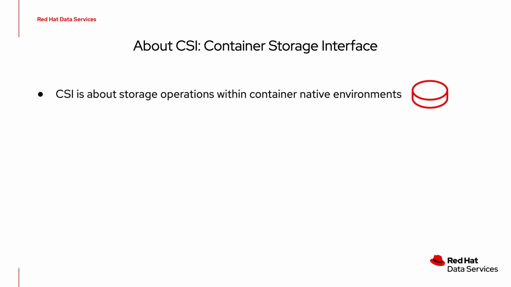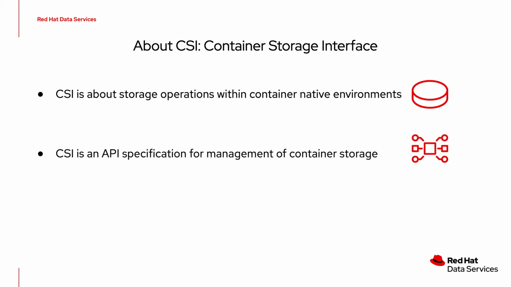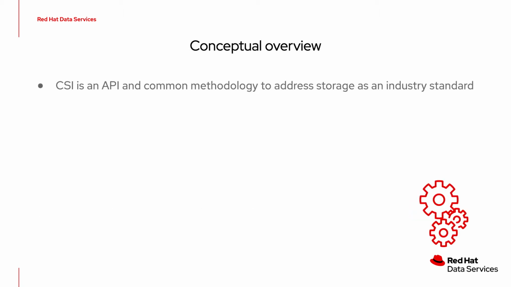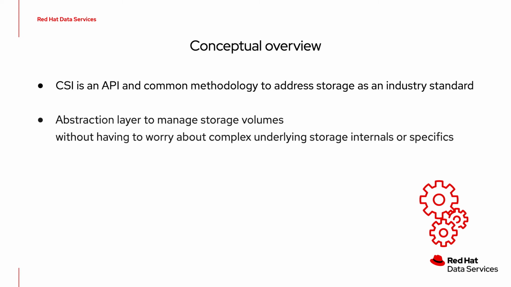CSI is about storage operations within container native environments. It's an API specification for the management and operation of container storage. It's also an industry standard container interface. So CSI is an API and a common methodology to address storage as an industry standard. It's an abstraction layer also to manage storage volumes within the container native environment without having to worry about complex underlying storage internals or specifics.